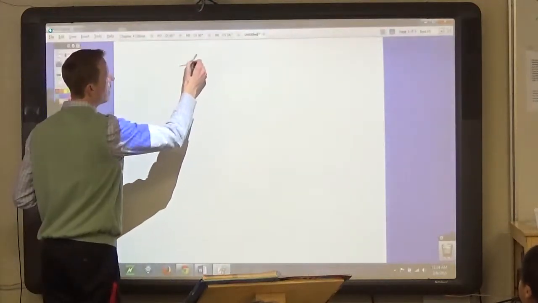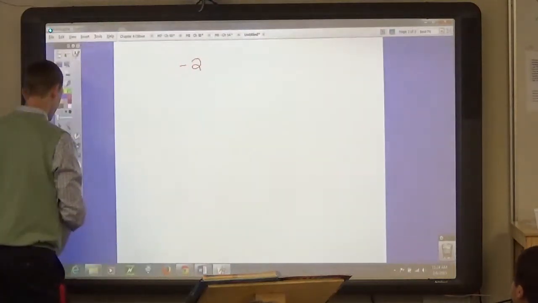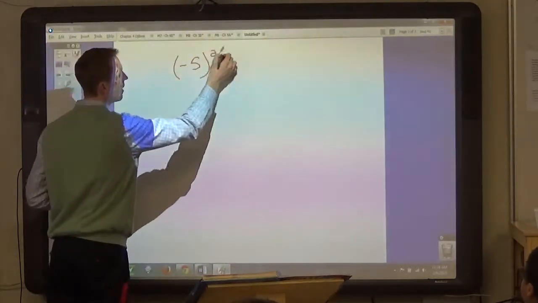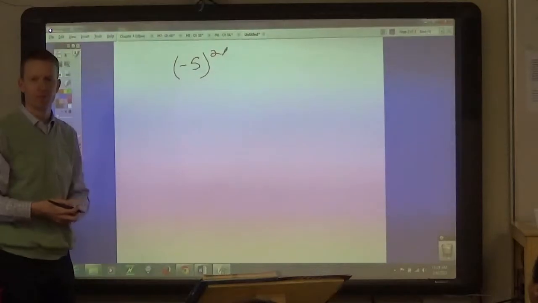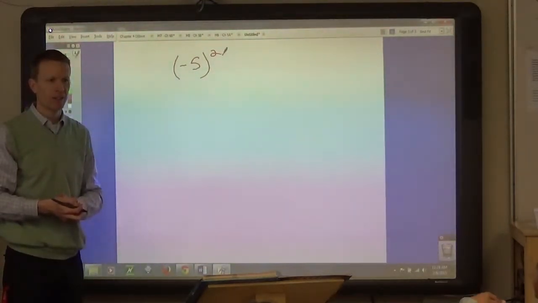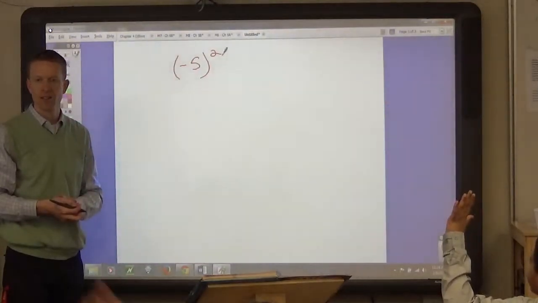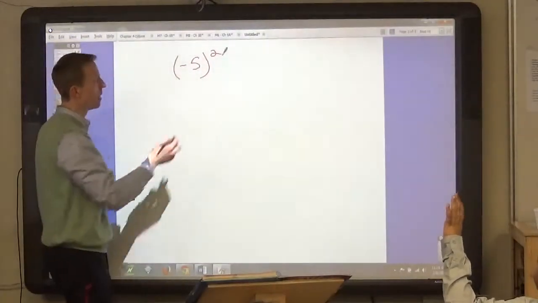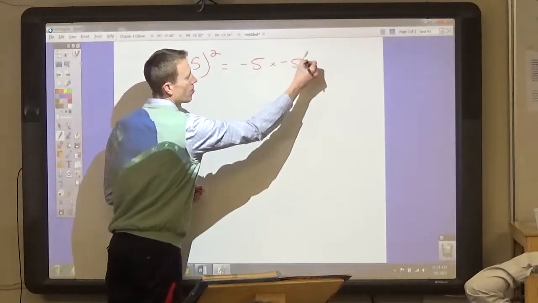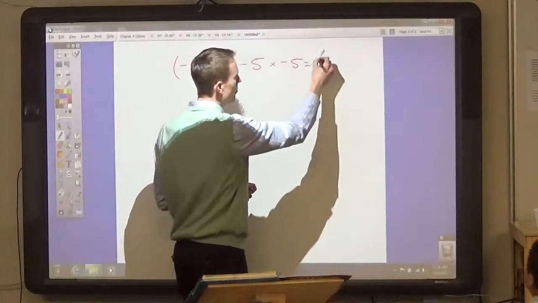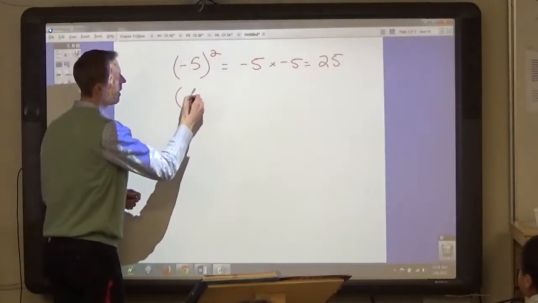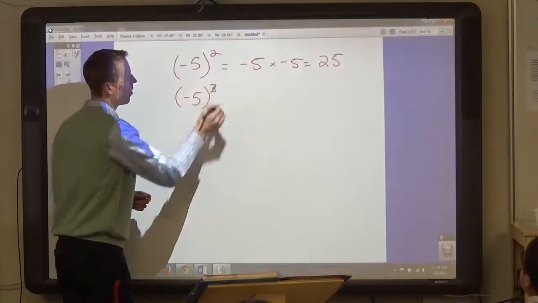How about this one? What is negative 5 to the 2nd power? What does that mean? Negative 5 times negative 5? Yeah. Negative 5 times negative 5, which is what? Positive 25, right? What's negative 5 to the third power?